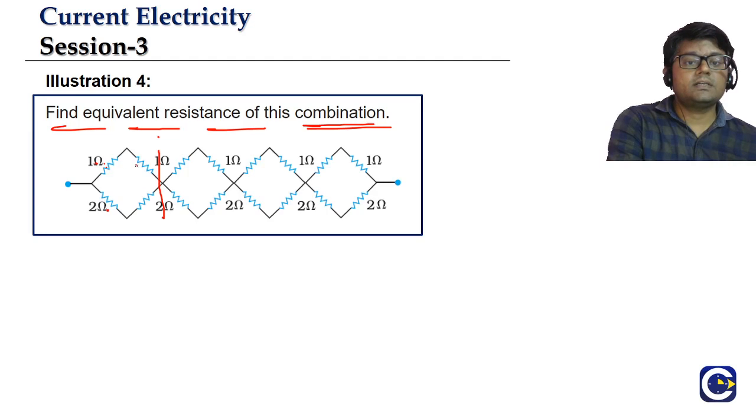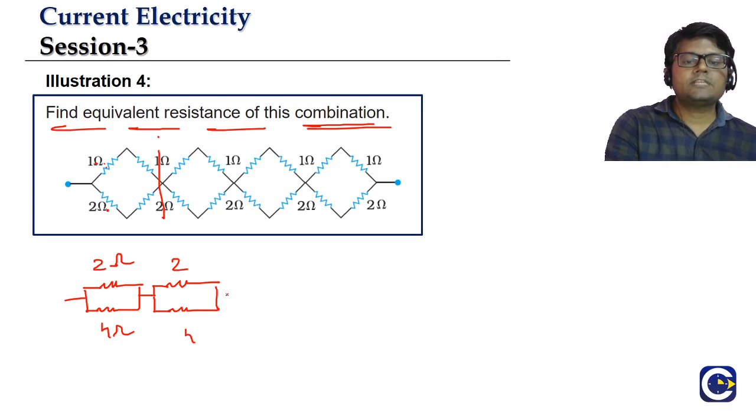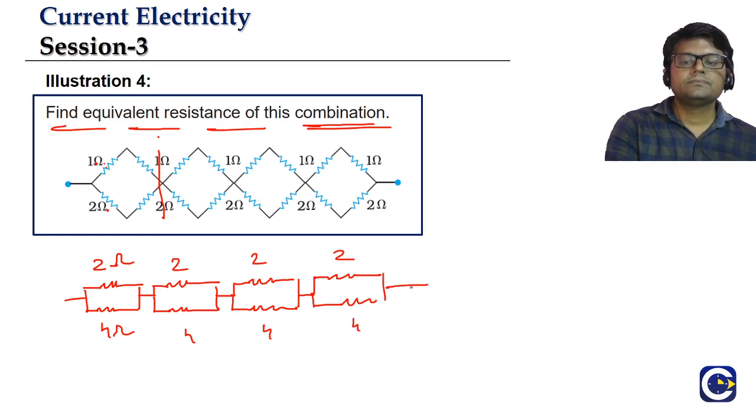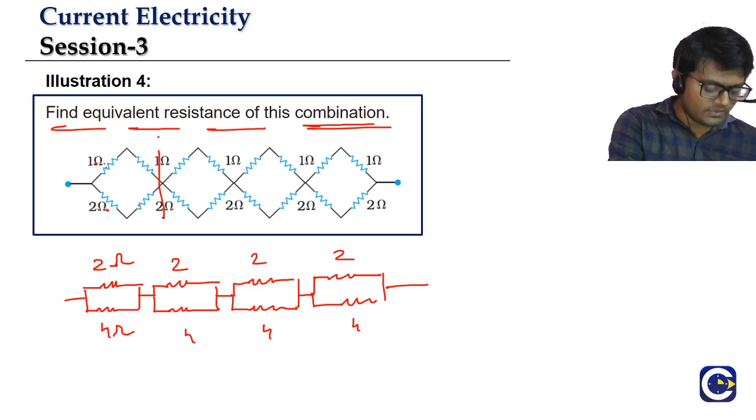This 1 and 1 are in series, so the equivalent of them will be 2 ohms. The 2 and 2 are in series, so the equivalent of them will become 4 ohms. Like this. The next part is the same: 2 and 4. The next part is also 2 and 4, like this. So what we are seeing is we have just done one level of simplification.